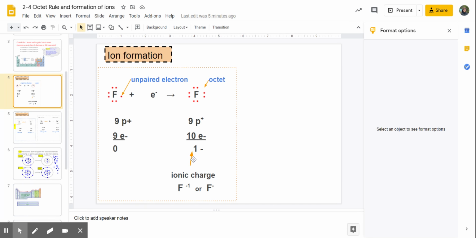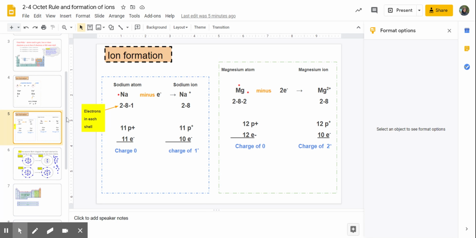If you sum it up, it'll give you a -1 charge. So fluorine easily becomes an ion that has a -1 charge. This one shows how you can write it: fluorine with -1 charge, or you can simply write fluorine negative. If you see no number, but just a sign, negative or positive, it implies that it's -1 or +1. Okay, so sodium is another example.